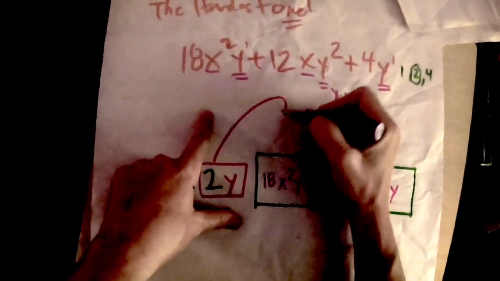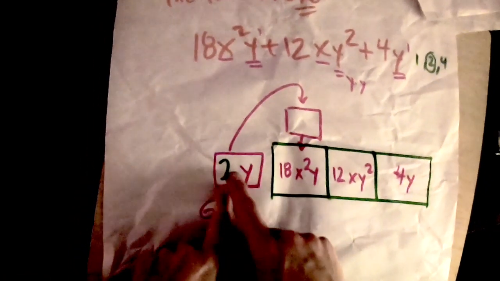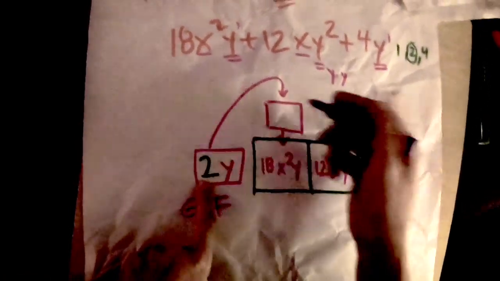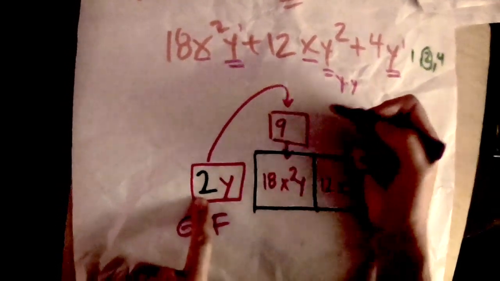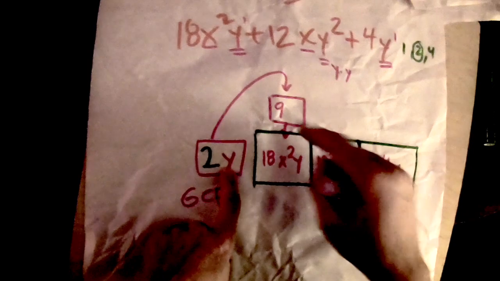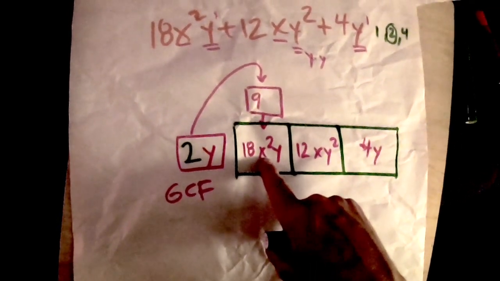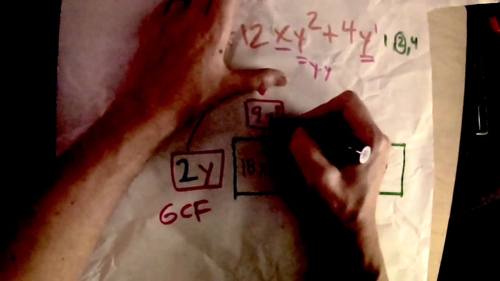All right, let's start with this one. 2y times what will give me this? Let's start with the numbers. 2 times what is 18? 2 times 9. All right, this is y. So right now it's 2 times y times 9. That's 18y. But that's 18x squared. So we still got to multiply it by an x squared.